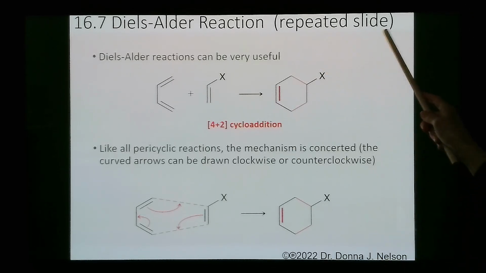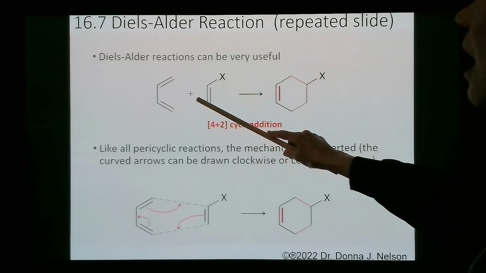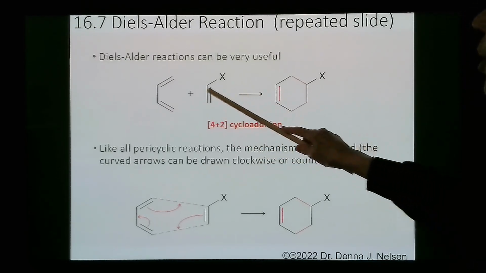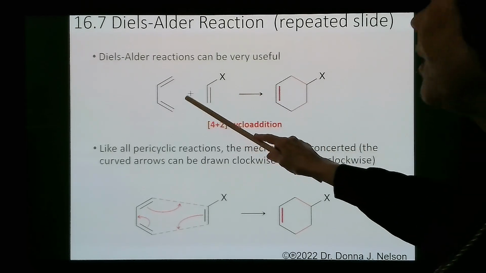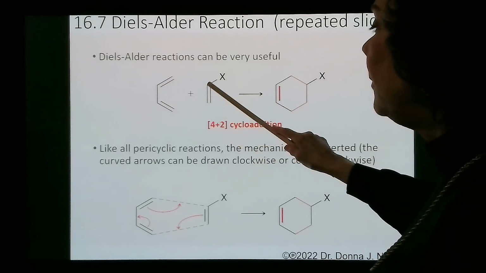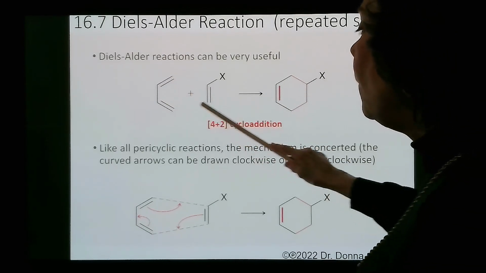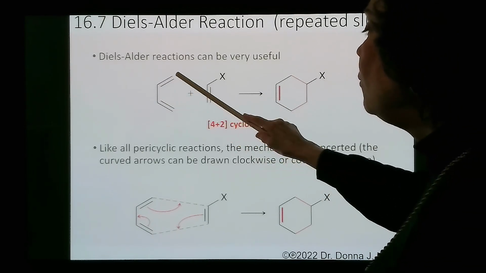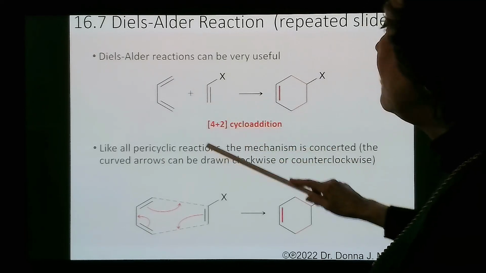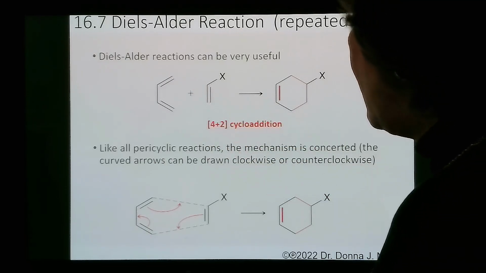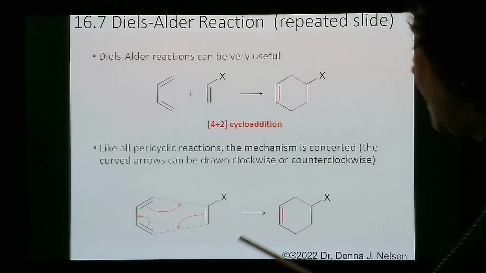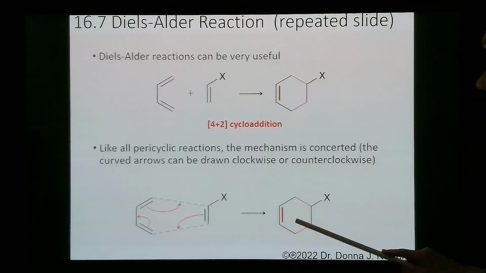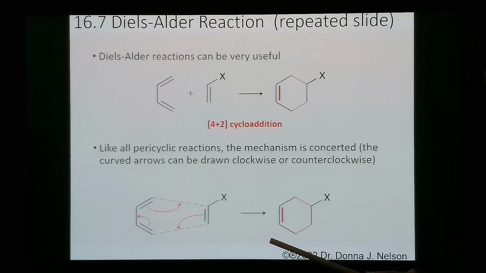This is a repeated slide just to remind you of the cycloaddition reaction, what it is. This is a Diels-Alder reaction. It's a 4+2 reaction where you have 2 new bonds formed and you lose a pi bond, and the pi bonds move around. And so here are the pushing arrows. This is the depiction of the reaction.